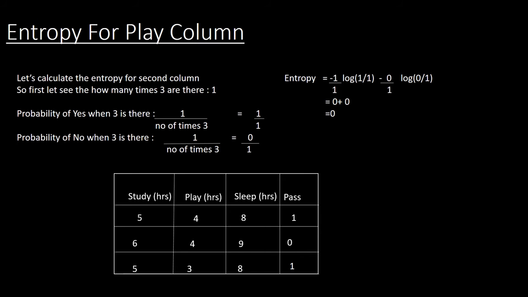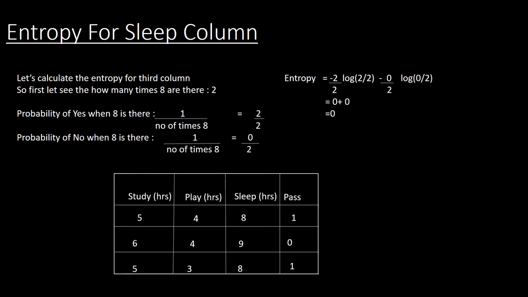Now let's see for the third column. So first see how many times 8 is repeated. According to that, how many times we are getting yes in our output with 8. So the probability will be 1. We are not getting output as no with 8 in the third column. Finally our entropy will be 0.